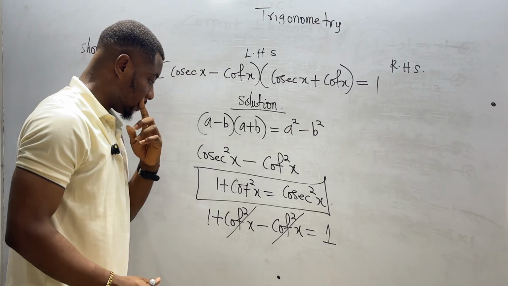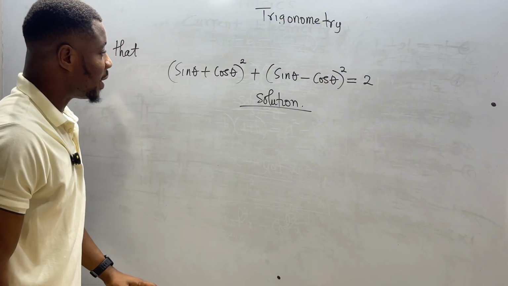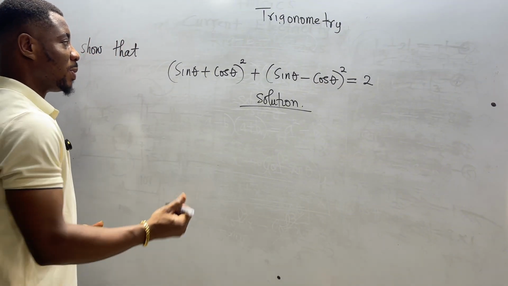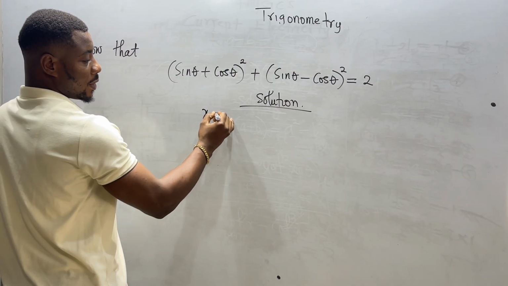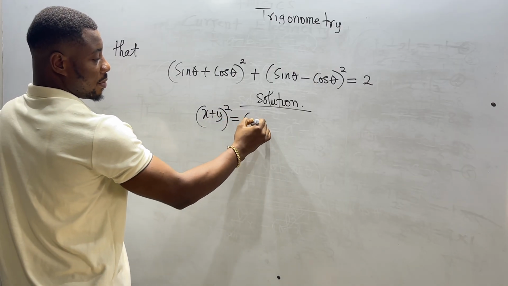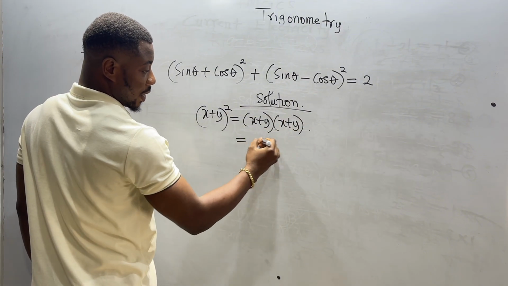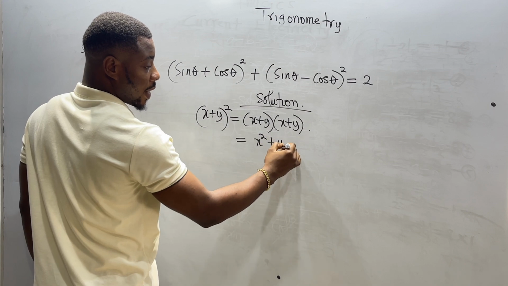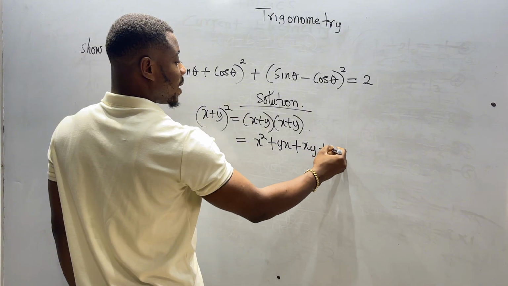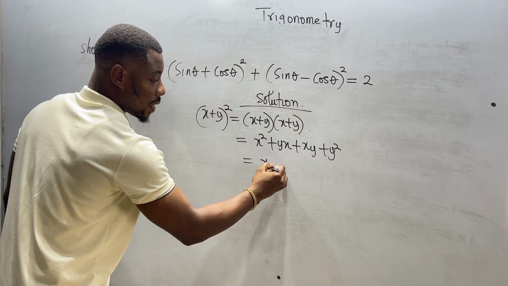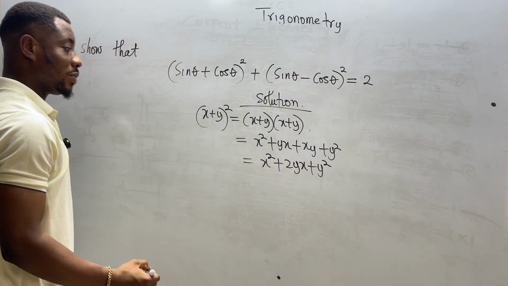All right. This is another question here that says that we should show that what we have here is equal to 2. So quickly, I need to be able to expand this and this. If I expand, x plus y squared is same as x plus y multiplied by x plus y. This is same thing as saying x squared plus yx plus xy plus y squared. So this gives us x squared plus 2yx plus y squared.